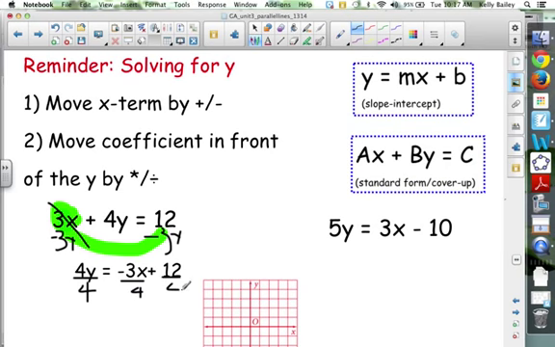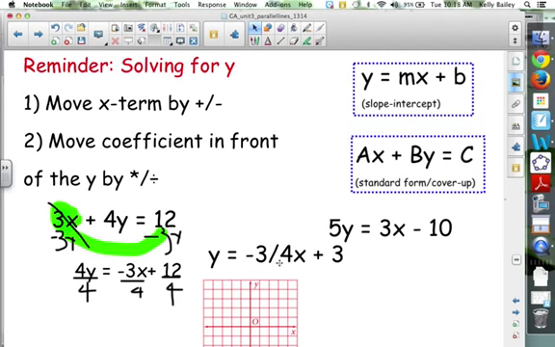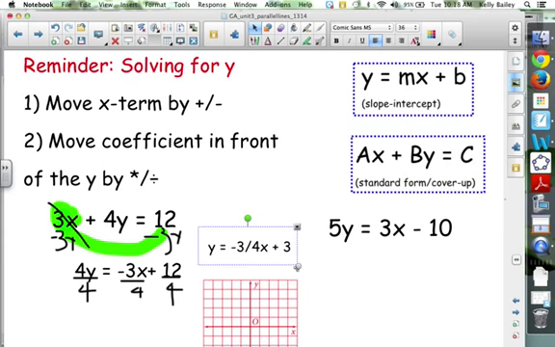Divide everything, and you will be left with the equation y equals -3/4 x plus 3. Keep the fractions if they don't reduce, and reduce them where you can.